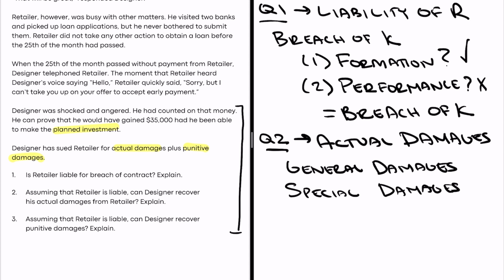Right? This is kind of what makes up actual damages. General damages are damages that are typically associated with breach of contract actions. Right? Think about the cost of storing rejected goods or transportation costs, right? Somebody breaches a contract. You have these goods now that weren't accepted.